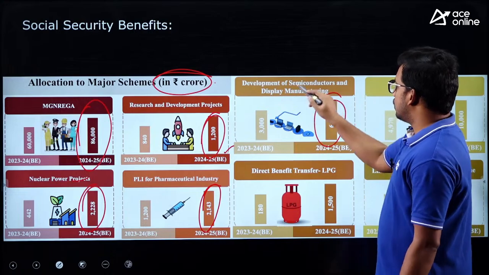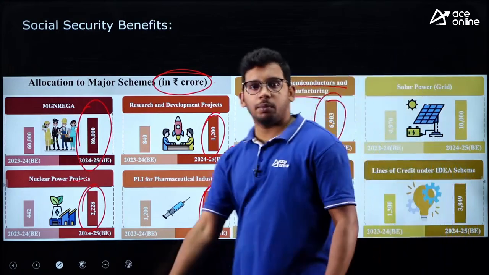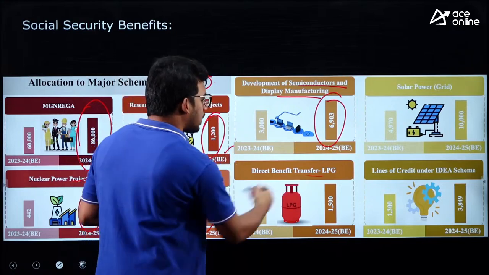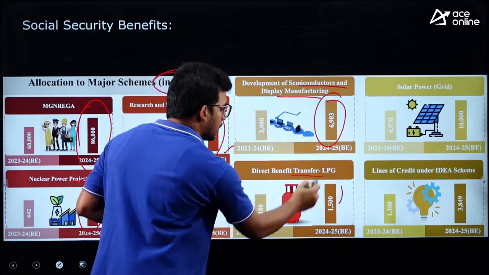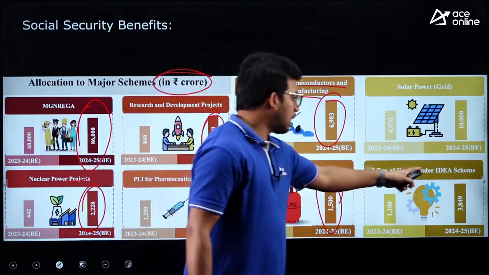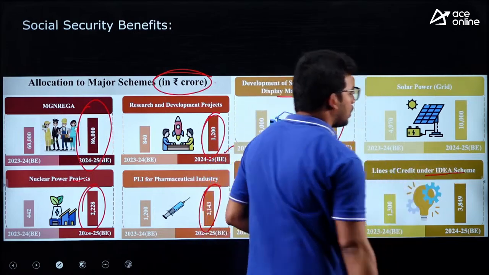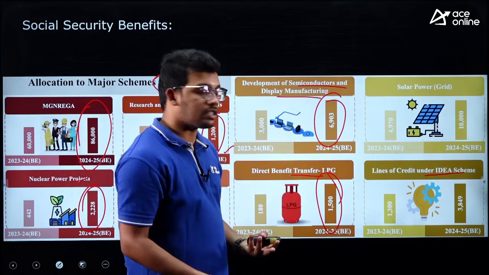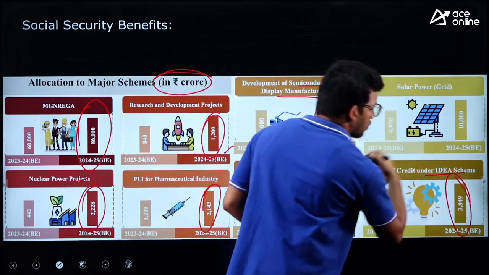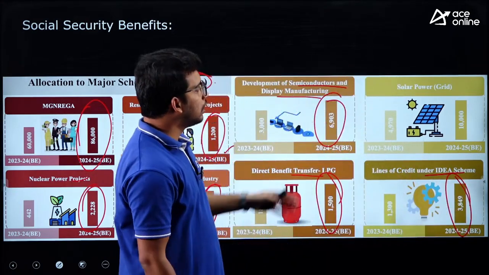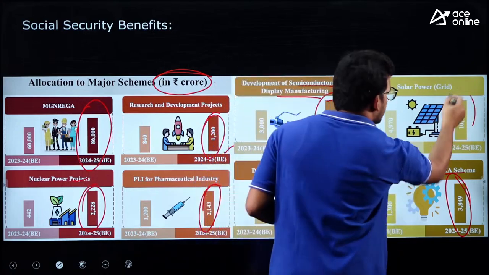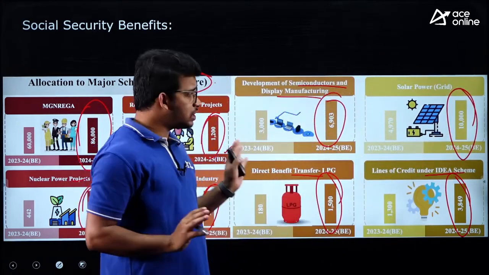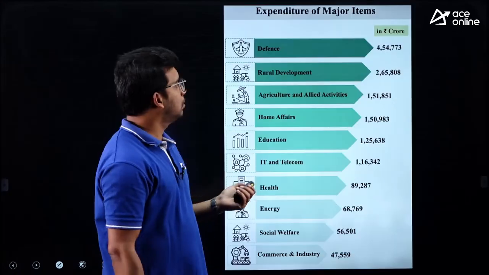Then semiconductor display manufacturing, government has given 6,903 crores. Direct benefit transfer LPG scheme, government is providing 1500 crores. Lines under the iDEX scheme, this is Innovation for Defence Excellence. On defense projects, government wants to encourage defense development in India, for that government has given 3,849 crore, and then solar power, government is investing 10,000 crore. So these are numbers you have to mug up, to know which schemes government has allocated more, fine.